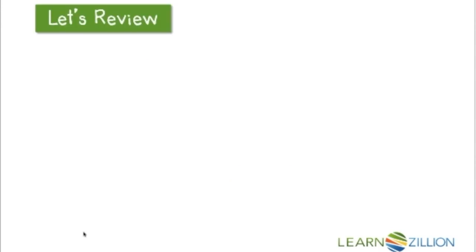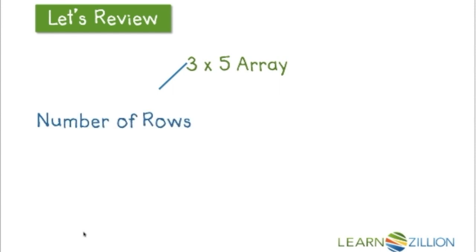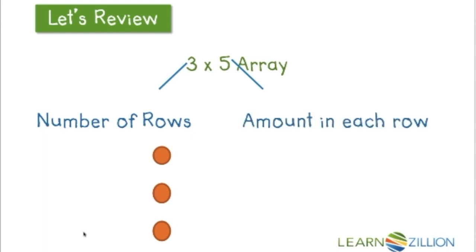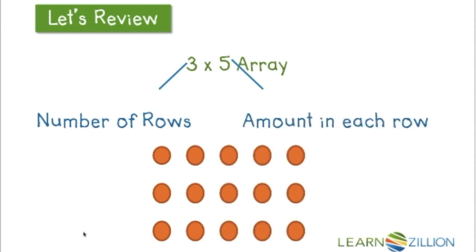One last thing we're going to review is multiplying with an array. So if we have 3 times 5 and we make an array, we'll take the first number, 3, and that's the number of rows we'll make for our array. And then we'll take the number 5, and that's the amount in each row. So we know that 3 times 5 is 15 because 3 rows with 5 circles in each row gives us 15 circles altogether.